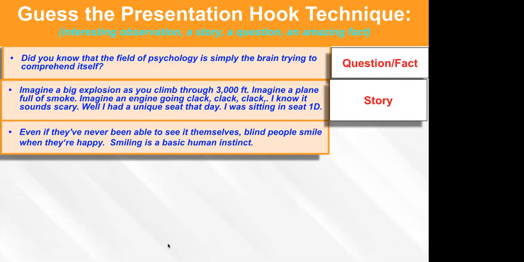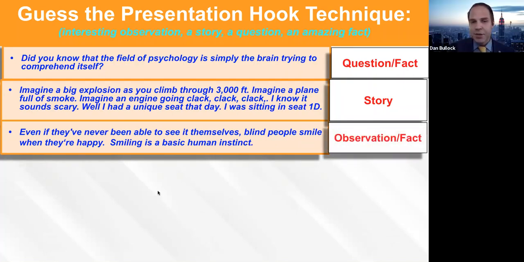So we've got amazing fact, two amazing facts. I might say interesting observation, for my 2 cents on that. Good. So yeah, it would be a combination, right? Because smiling as a basic human instinct might be proven, right? So blind people smile when they're happy. So I mean, it could be a combination. It's debatable, right? So one way or the other.